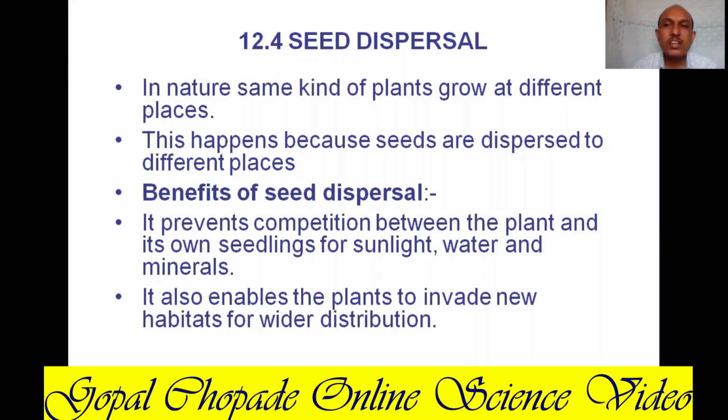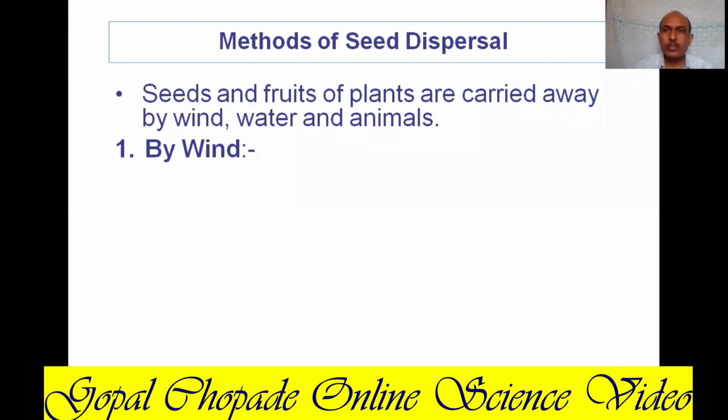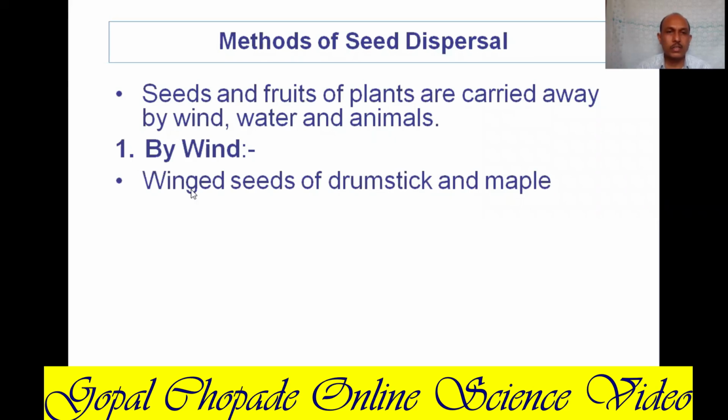But the question is how they will go to a different area. Methods. So seeds and fruits of plants are carried away either by wind or water or animals, including human beings. We also carry. So we'll see certain examples. By wind, see the winged seeds of drumstick and maple.